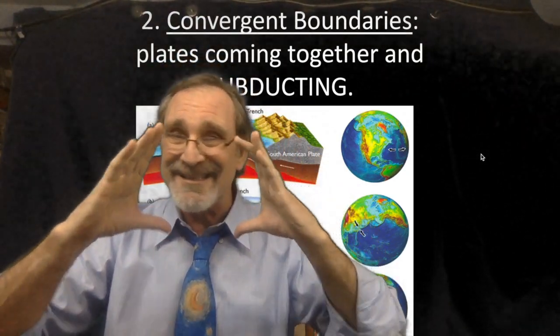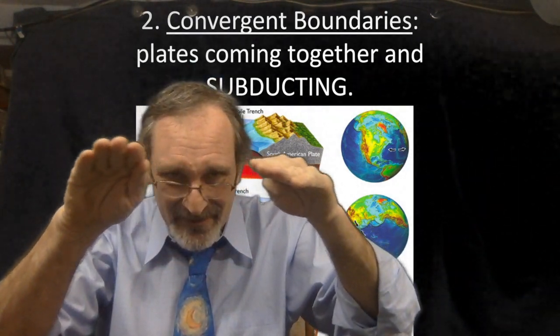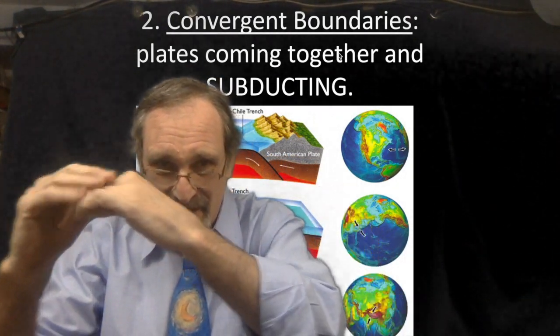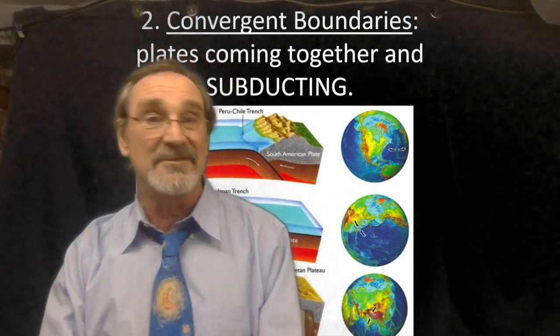And so the Earth isn't getting bigger. The Earth is staying the same size, but the oceanic crust is being formed. Meanwhile, it's getting destroyed somewhere else where it dives underneath back down into the Earth's mantle.